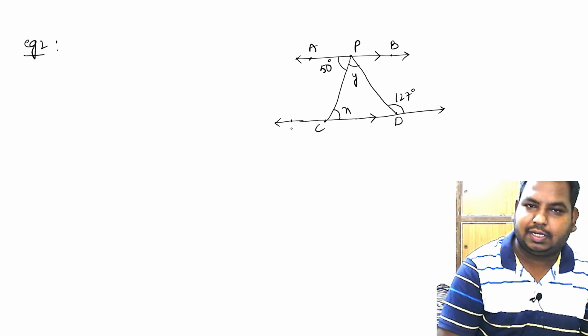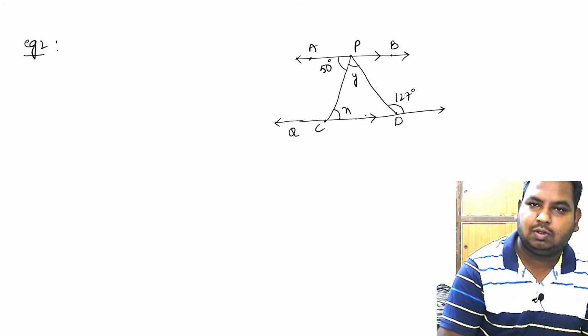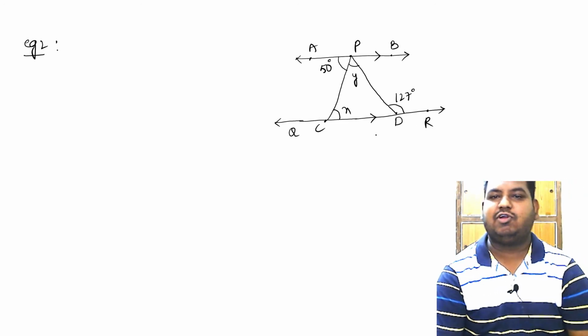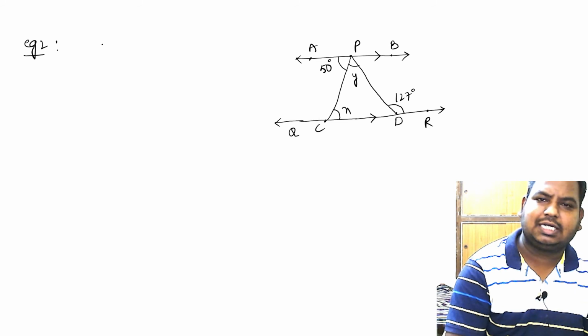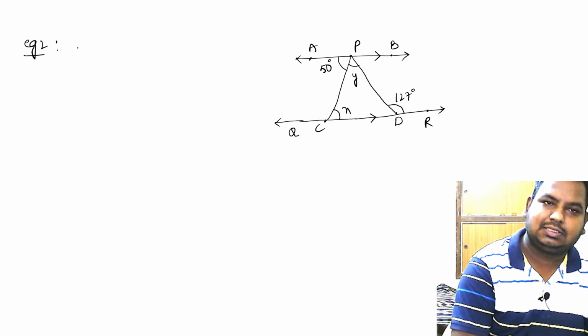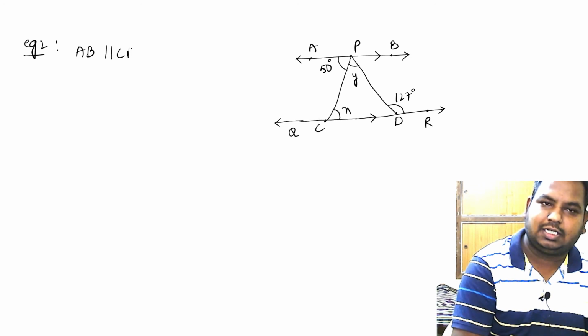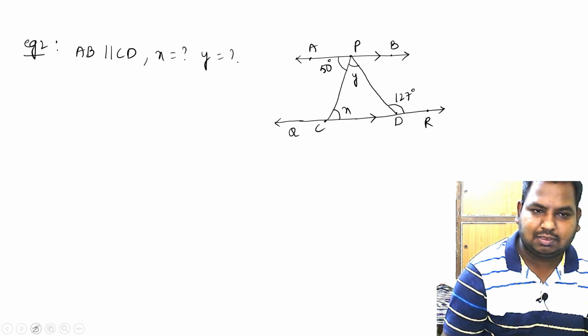Let me take a point here as Q. I'll take another point here as R. Now we have to find the value of x and y. What is the condition given here? The condition given is AB is parallel to CD, and we need to find the value of x and the value of y. So we shall apply the concept to solve this problem.